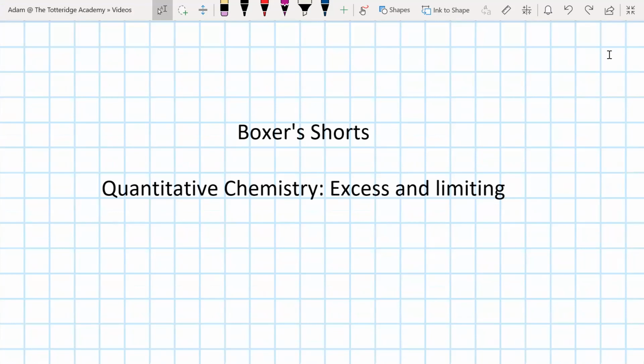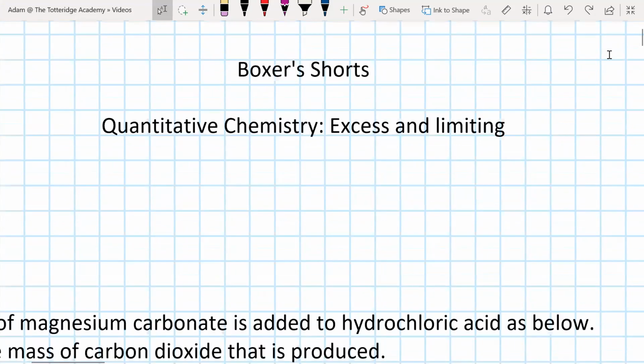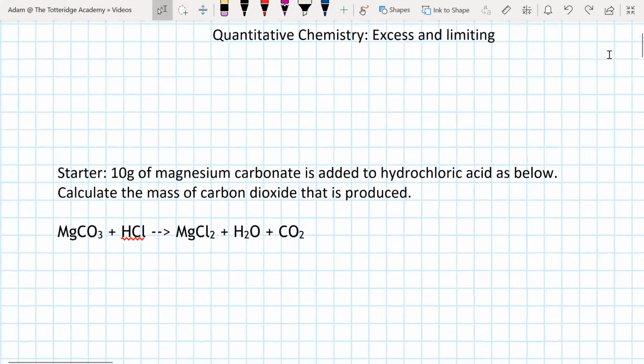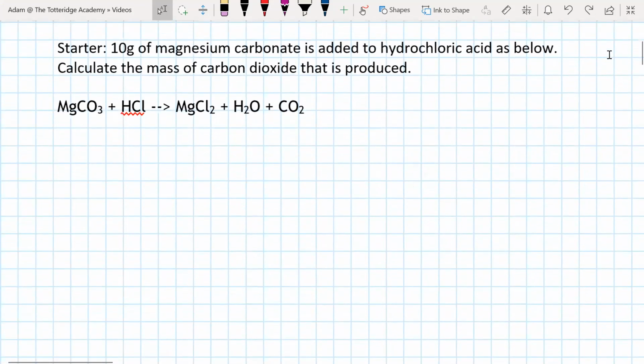This is part of quantitative chemistry and it comes towards the end of a unit. If you haven't done the beginning of this unit, honestly, this lesson will make no sense to you whatsoever. So please do make sure you've done those videos first. In order to test that, of course, we have a little starter, which is on your screen now. What I'd like you to do is pause the video, have a go at this question, and then we'll do it together.